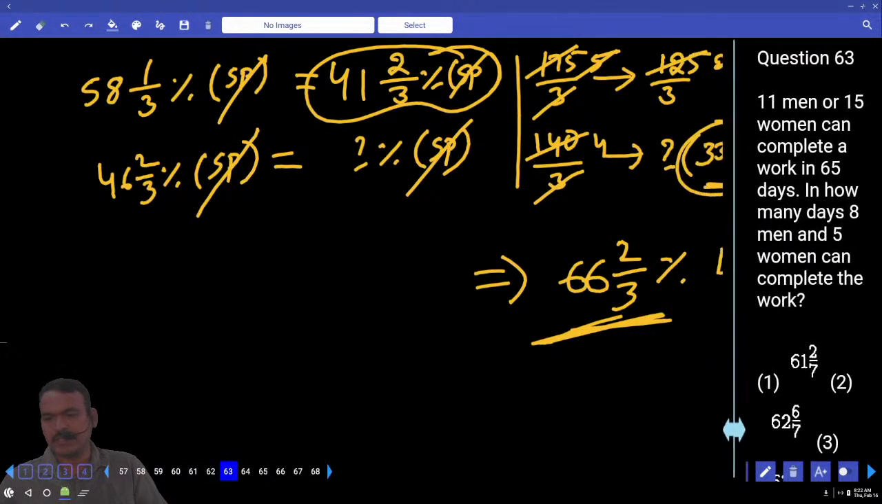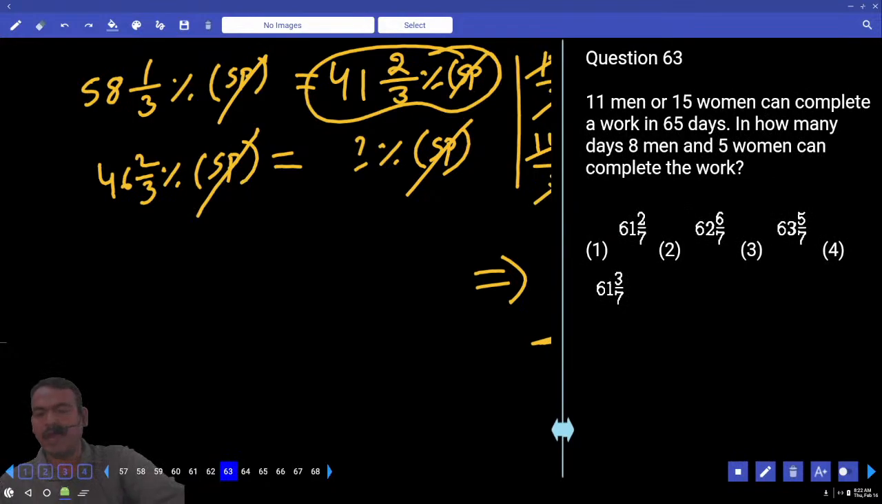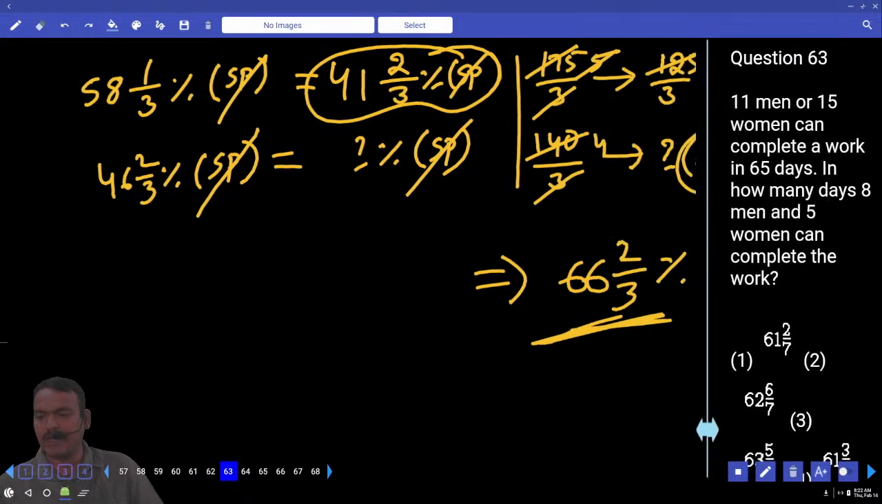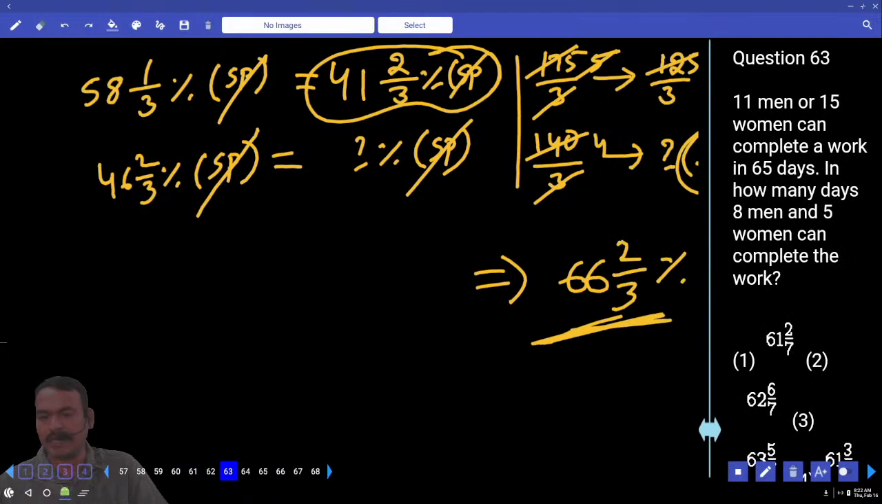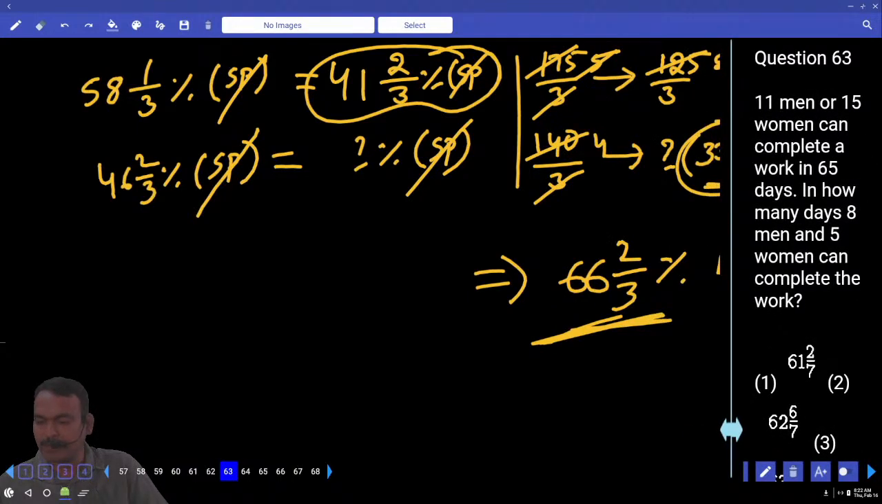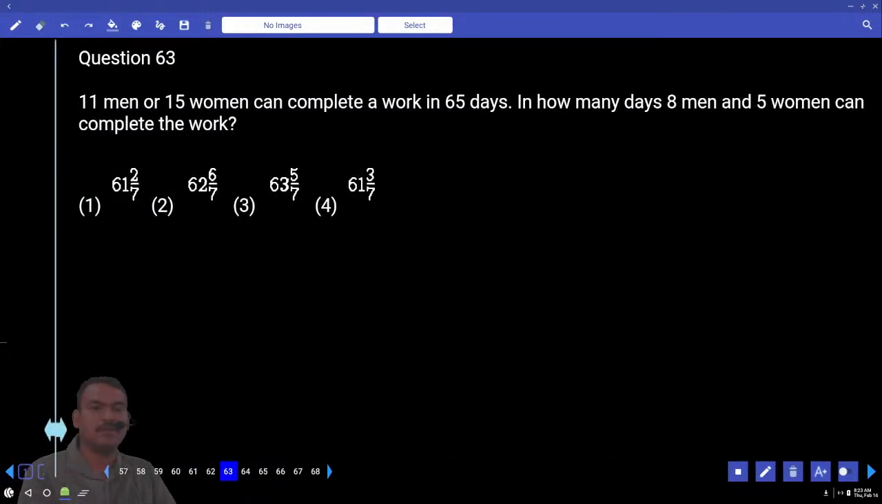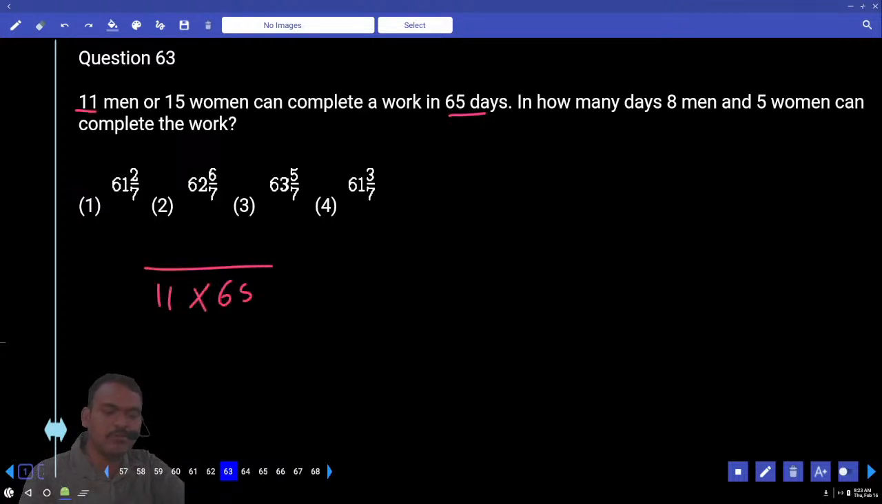Next, question number 63. 11 men or 15 women can complete a work in 65 days. In how many days can 8 men and 5 women complete the same work? Same work. First of all, 11 men can complete the work in 65 days, so what is 1 man's 1 day work? 1 by 11 into 65. 15 women can complete the same work in 65 days.